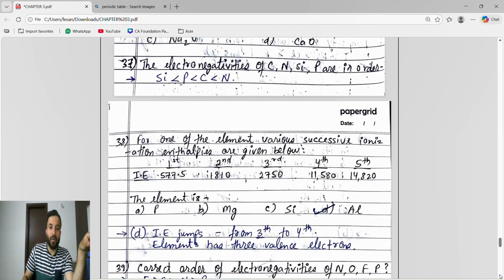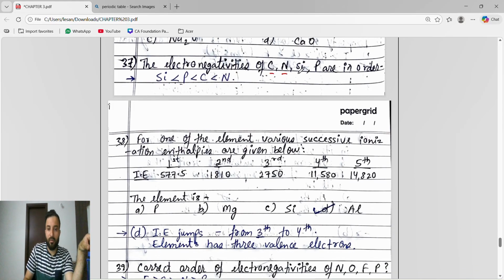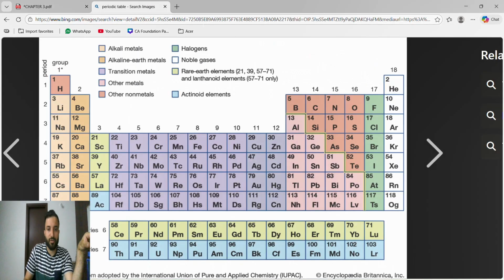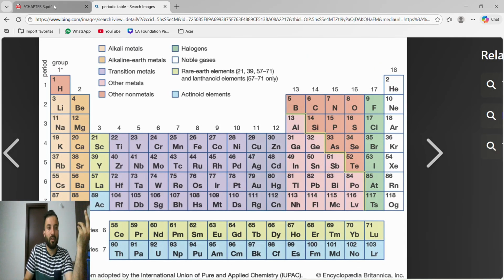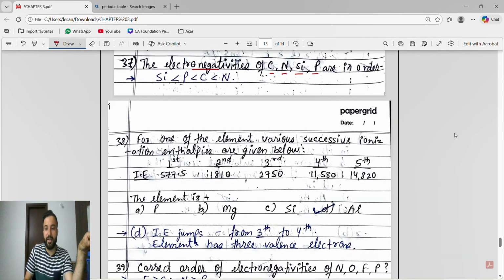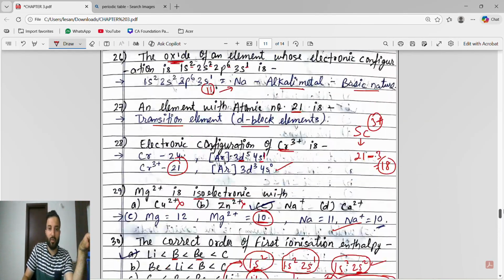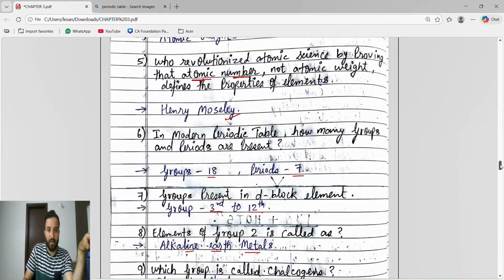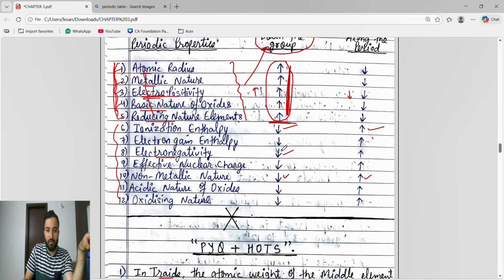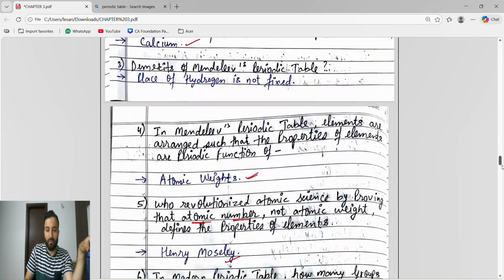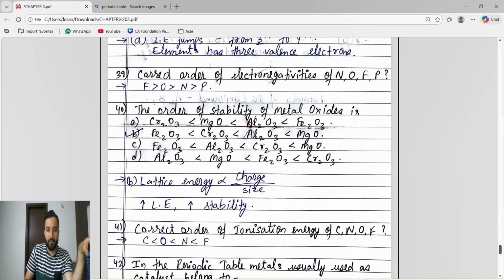Now electronegativity of carbon, nitrogen, silicon, phosphorus. Same question. See, electronegativity increases along the period and decreases down the group. It's the same as ionization enthalpy, so we have to follow the same thing.